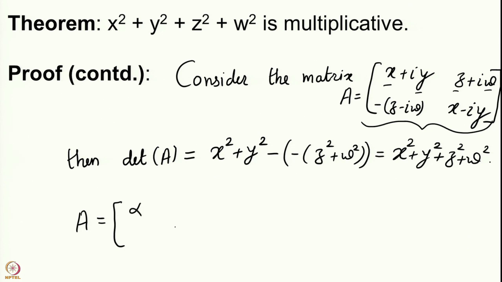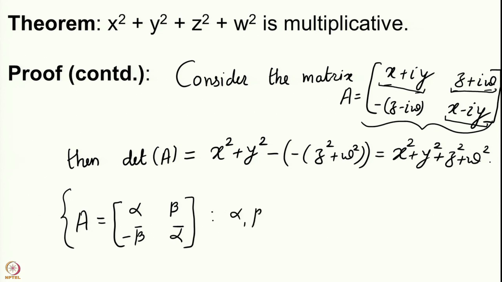I will call this matrix by alpha and alpha bar here, because if you have the complex number here to be alpha, this number is its complex conjugate. So you have alpha, alpha bar. Here I have another complex number beta, then I have negative of beta bar, and beta... So our matrix is of the form alpha, beta, minus beta bar, alpha bar. We are looking at the set of these matrices where alpha and beta come from complex numbers. We claim that this is closed under multiplication.